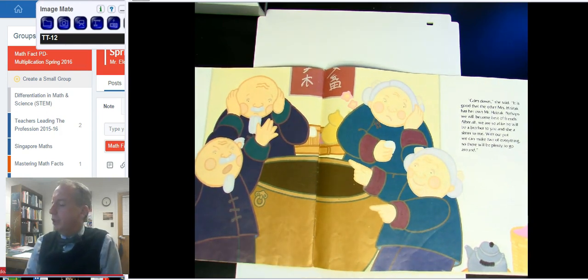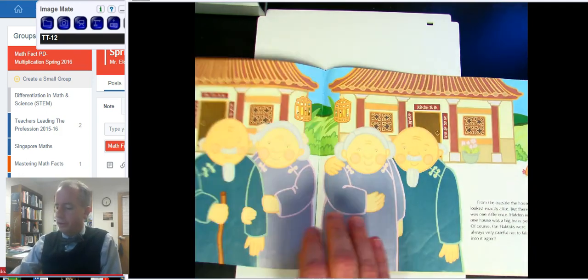But his wife had been thinking while he was busy yelling. "Calm down," she said. "It's good the other Mrs. Hack Tack has her own Mr. Hack Tack. Perhaps we will become the best of friends. After all, we're all so alike. He will be a brother to you, and she'll be a sister to me. With our pot, we can make 2 of everything, so there will be plenty to go around."